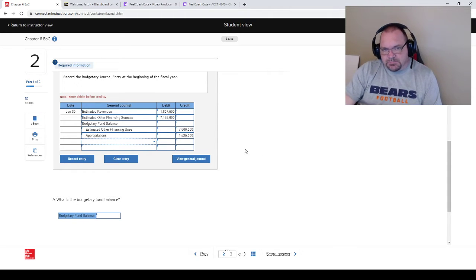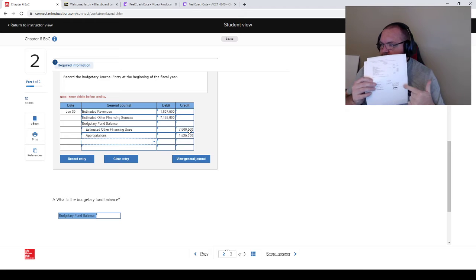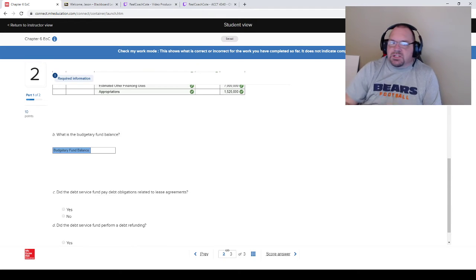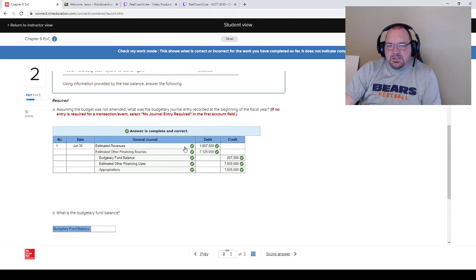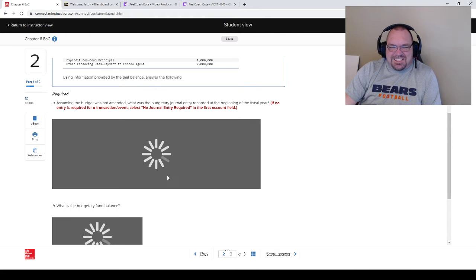Sorry, I got the coughs all of a sudden. If we were to do this math, which I've already done here on my piece of paper, you see right there in black, I even got chicken scratch. My math shows me that budgetary fund balance must be $207,500 to make this thing balanced. Now I'm not done yet because there's more to the question. You see that this entry is complete and correct. Oh, that's not right. Let's finish the question at least, as it's asked.